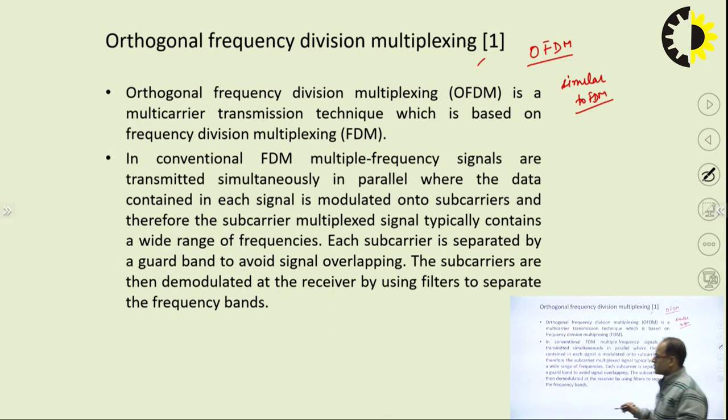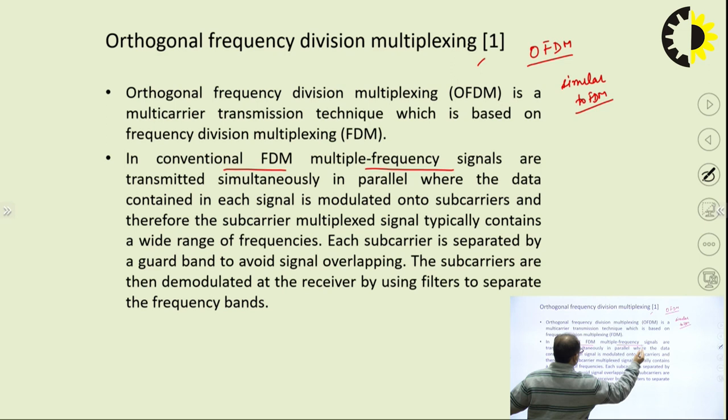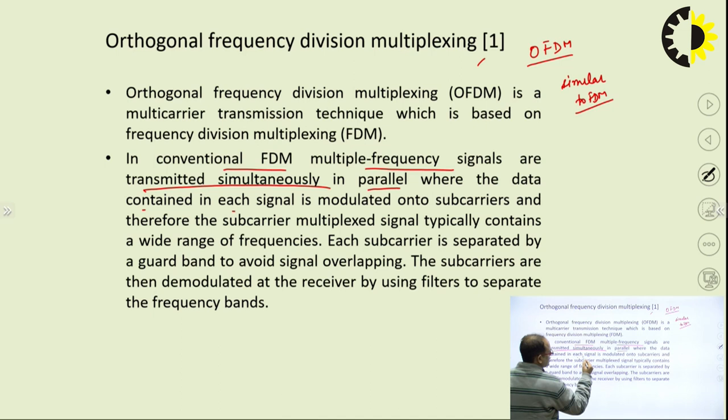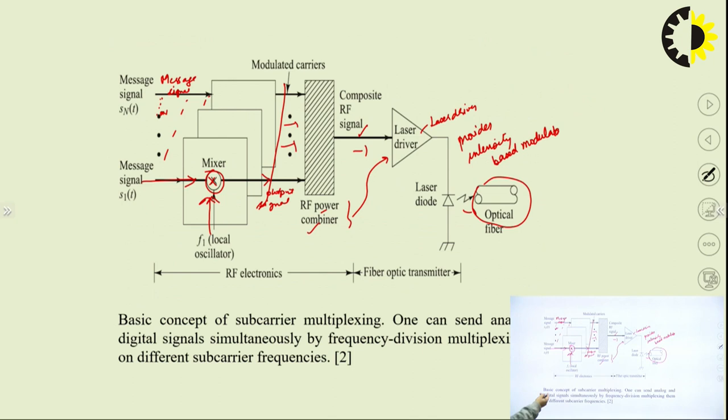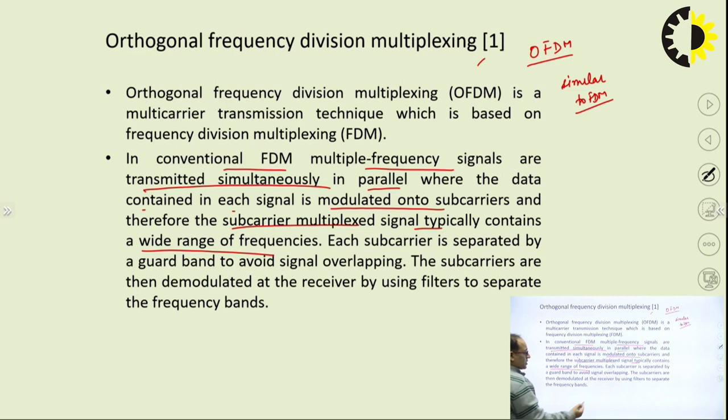Now see, for example, in conventional FDM, multiple frequencies are transmitted simultaneously in parallel, where the data contained in each signal is modulated onto the subcarriers. Therefore, subcarrier multiplexing techniques contain a wide range of frequencies, which I have already told you in the subcarrier multiplexing section. Clear? These subcarriers are then demodulated at the receiver by using a filter to separate the frequency bands.